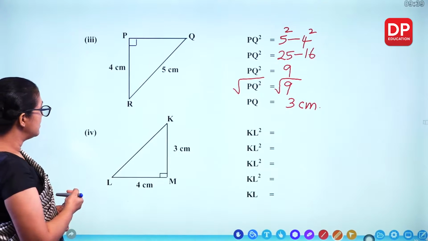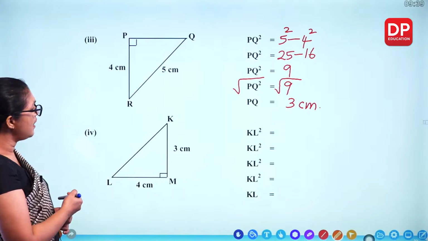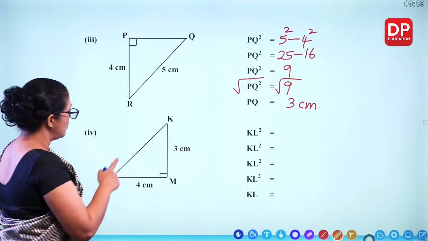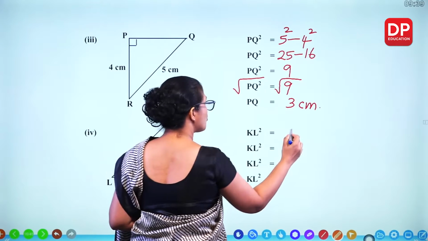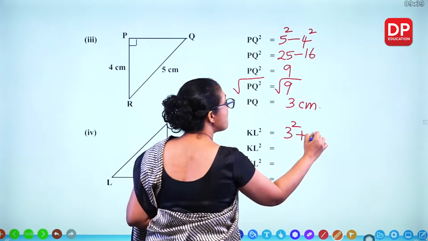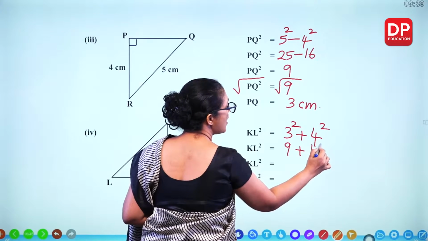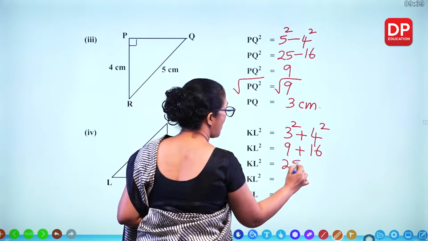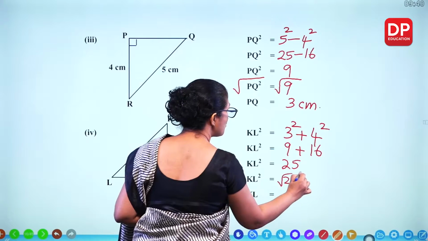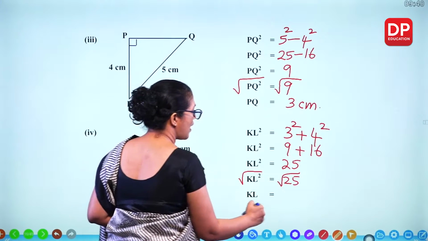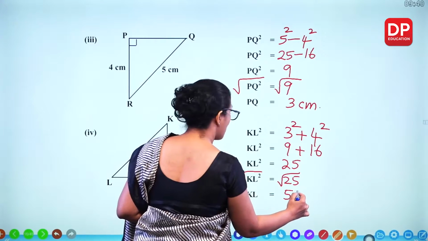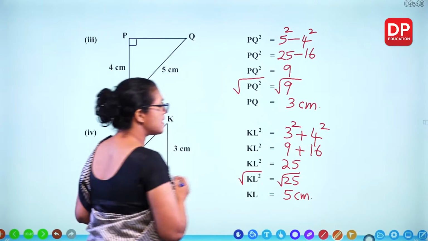KLM triangle, KL. KL is the hypotenuse. So KL squared is equal to 3 squared plus 4 squared. 3 squared is 9, 4 squared is 16, you get 25. When you take the square root of both sides, you can find KL, that's 5 centimeters.